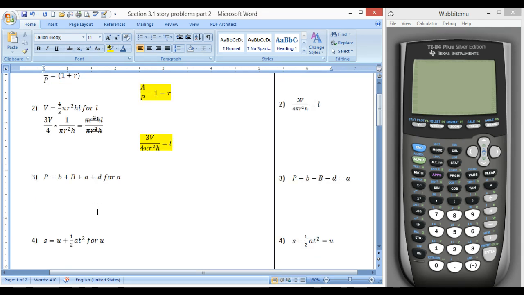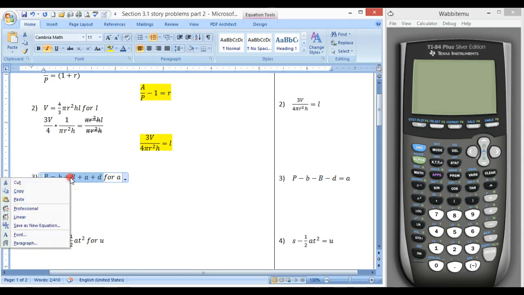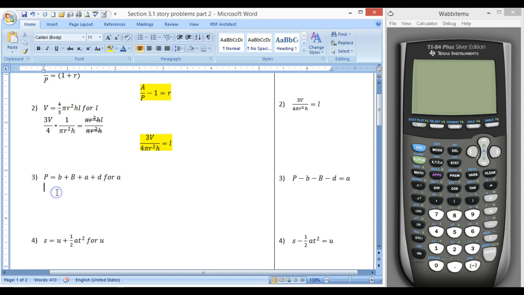P equals b plus capital B plus small a plus small d. And we'd like to solve this for lowercase a. So now I have everything on this side. It's all being added to a. And to move it to the other side, to isolate the a, I need to subtract. So I'm going to subtract a lowercase b, an uppercase B, and a lowercase d.